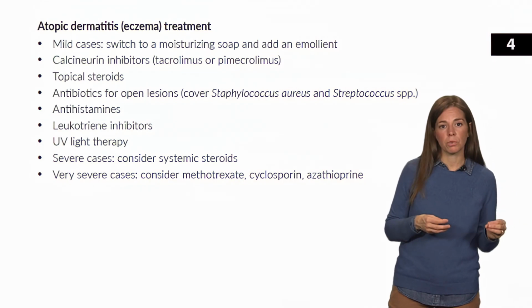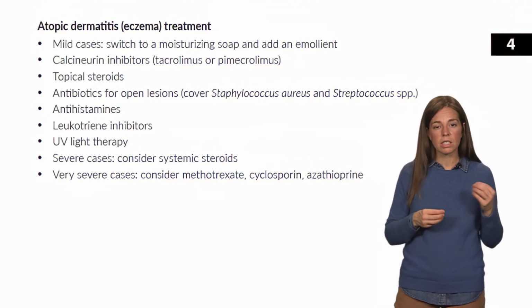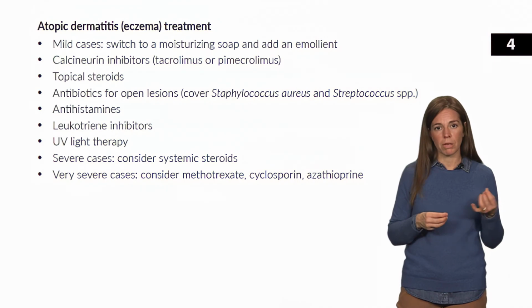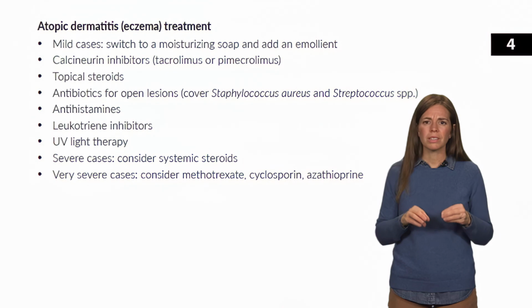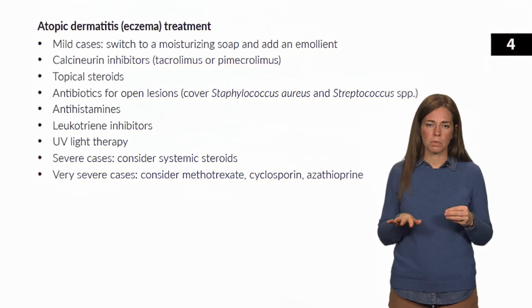Especially in an adult patient with severe atopic dermatitis, you could consider systemic immunosuppressants like methotrexate, cyclosporin, or azathioprine. But these drugs are really last resort, and those patients would need to be under the care of a dermatologist or an allergist.